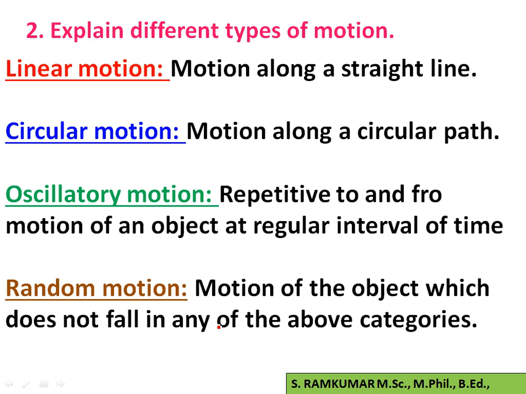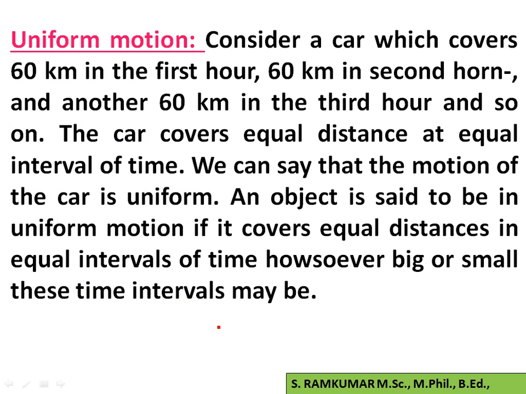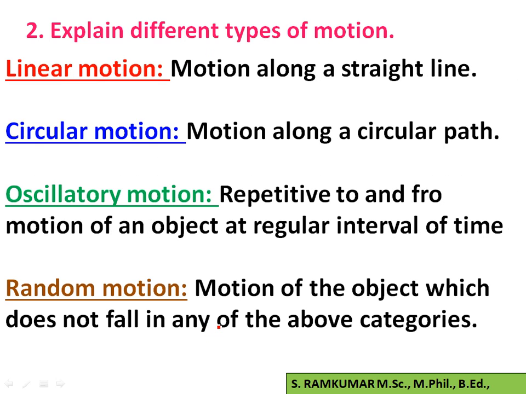Second question, explain different types of motion. Linear motion, circular motion, oscillatory motion, random motion, uniform motion, non-uniform motion are the types of motion. First one is linear motion, motion along a straight line. Then circular motion, motion along a circular path. Oscillatory motion, repetitive to and fro motion of an object at regular intervals of time. Random motion, motion of the object which does not fall in any of the above categories.